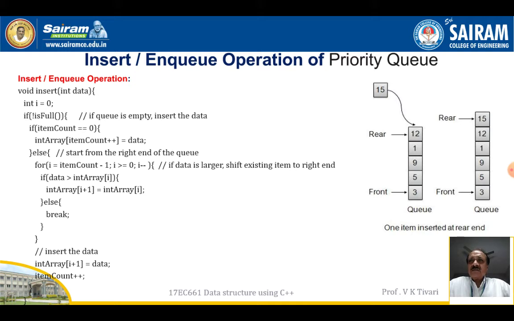The function void insert(int data). First we are checking whether the data structure is empty. Then we are checking what the count of the data is. Start from the right end of the queue. Then we check, if the data is larger, shift the existing item to the right. At last we insert the data and increment the count by 1. Keep doing this until all the count is over.